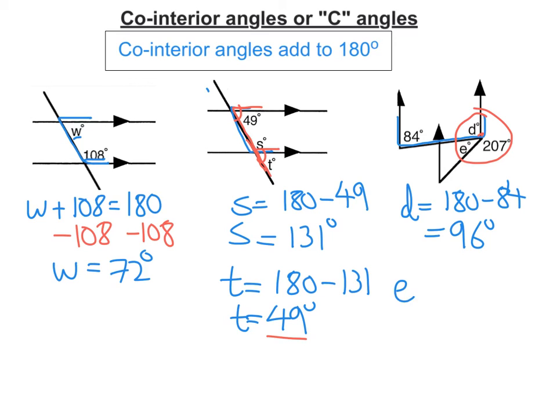So to work out E, we're going to do 360, take away 207, take away 96. And if we do that, the answer is 57 degrees. So E is 57 degrees.